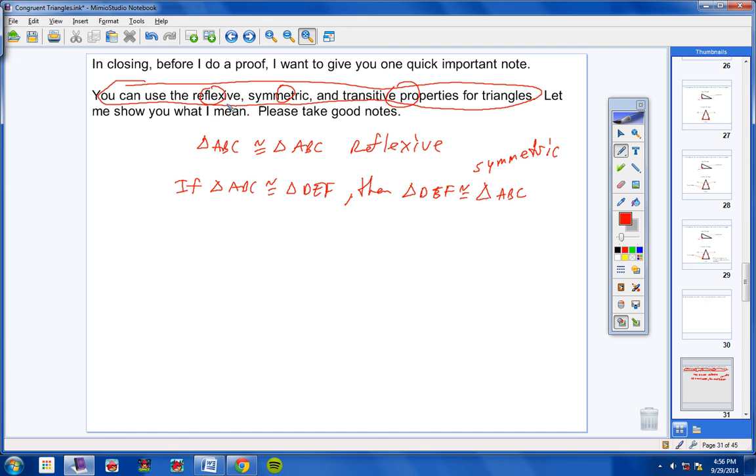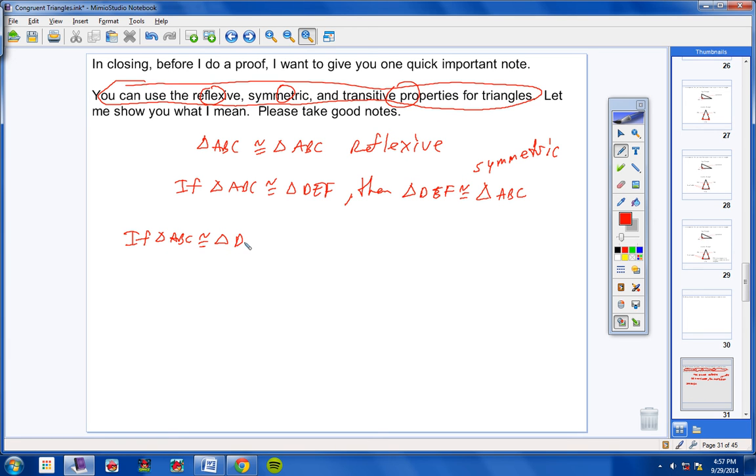You can use the reflexive, the symmetric, and the transitive properties for triangles. So ABC is congruent to ABC, that's reflexive. If ABC is congruent to triangle DEF, then DEF is congruent to ABC, that's called symmetric. And then lastly, very quickly, if triangle ABC, and as you can tell, I'm not trying to get the penmanship of the award of the year. I'm trying to go faster.